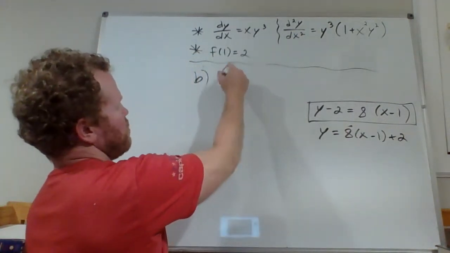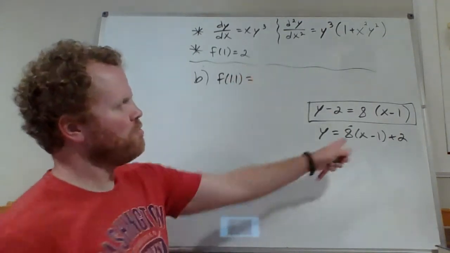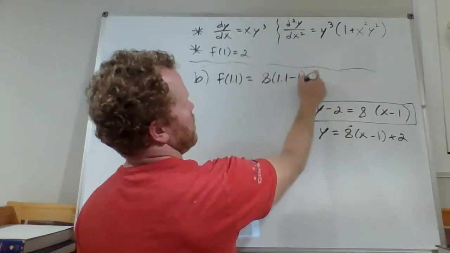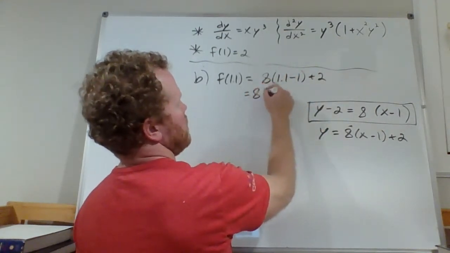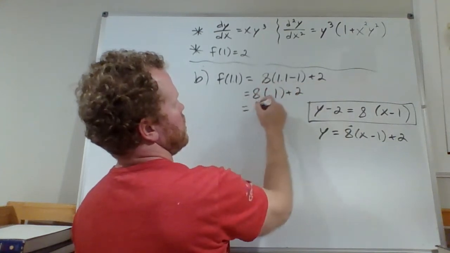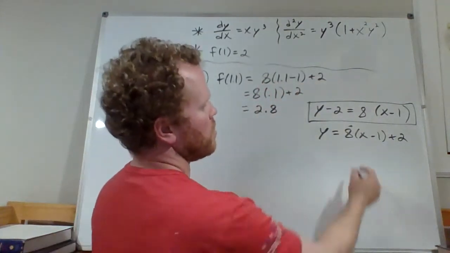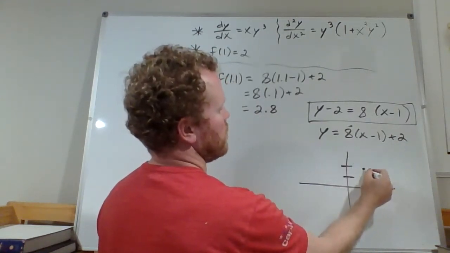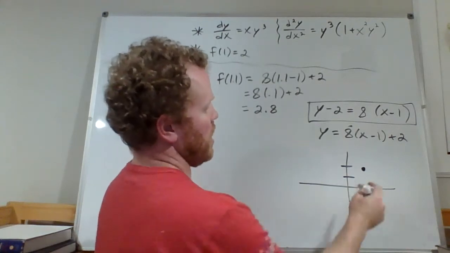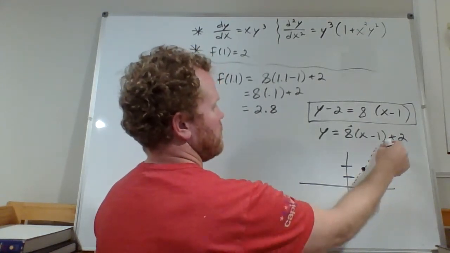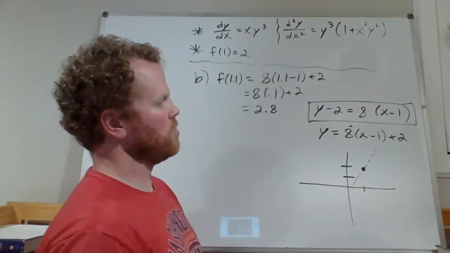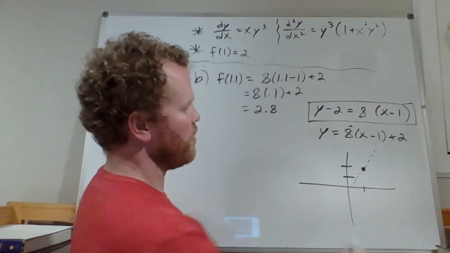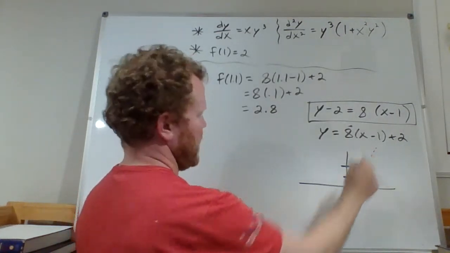So for our approximation, we're going to say f of 1.1 is what you get when you plug 1.1 into the tangent line. So this is 8 times 1.1 minus 1 plus 2. This is 8 times 0.1 plus 2. This should be 2.8. So graphically speaking, what we're saying is the function at 1 makes 1, 2. Your tangent line has a slope of 8. And then we just want to know whether this is an overestimate or an underestimate. So we say if you go over 0.1, the tangent line goes up 0.8.